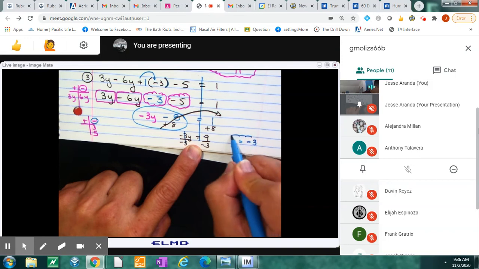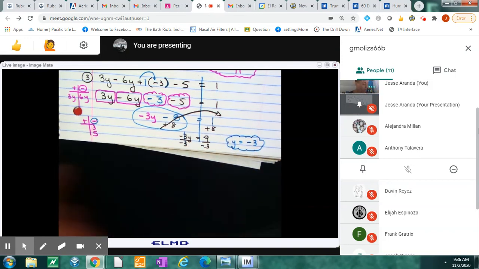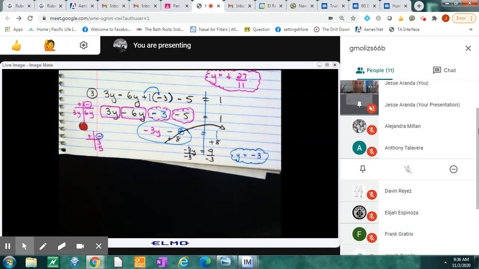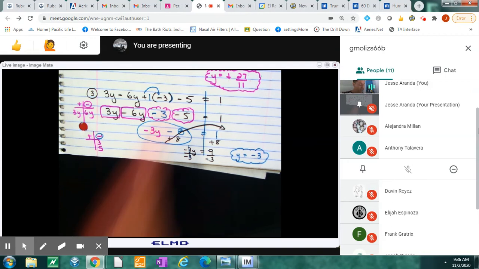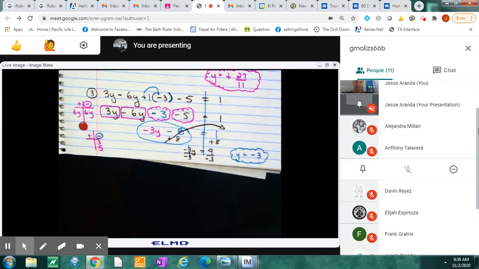And there's your answer. Now, what does that mean? That means if I plug in the y with the -3 and I do PEMDAS, it's going to balance. The left side is going to balance with the right side. So at the end, you're going to have 1 equals 1. That's what it means. You want to solve for y. All right? Okay, let's see.